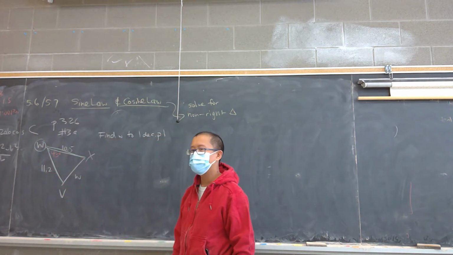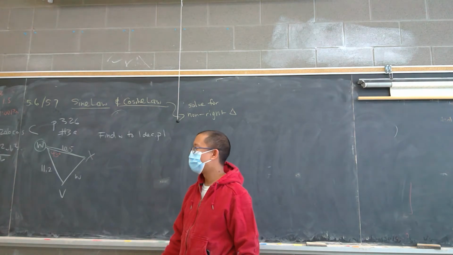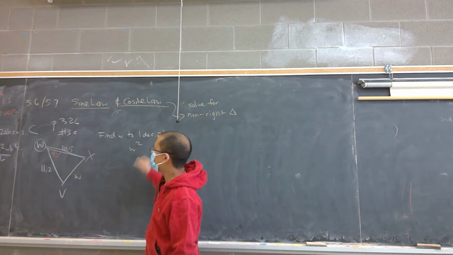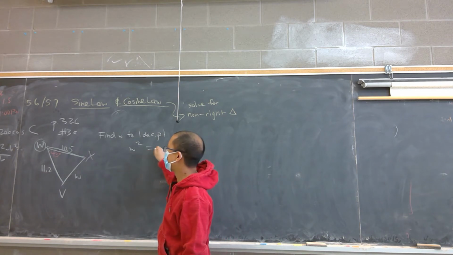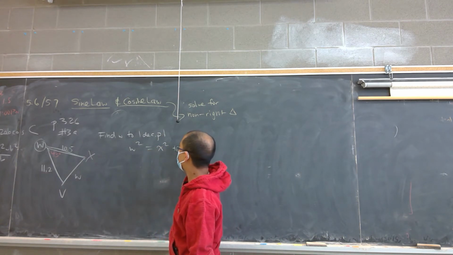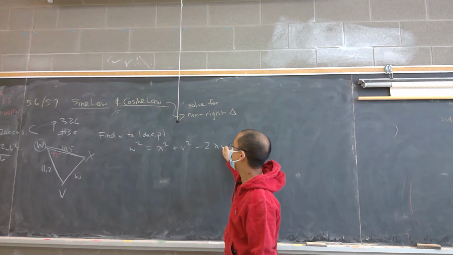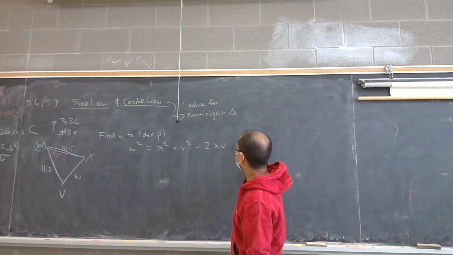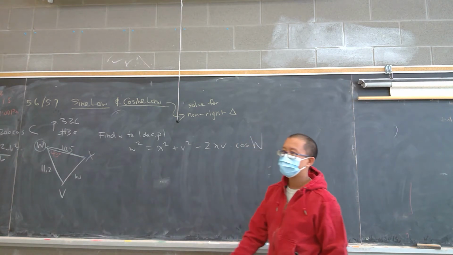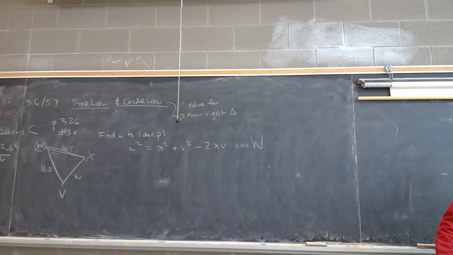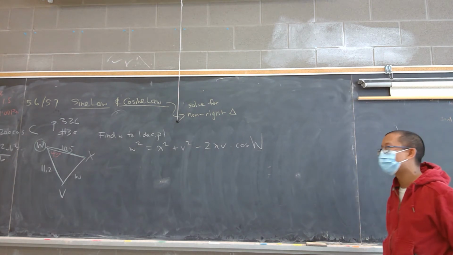So what is the formula? Hopefully a lot of you realize what I'm going to do: w squared is equal to x squared plus v squared minus 2xv times the cosine of angle w. And I'm not memorizing, I'm just naturally translating and decoding that formula from the cosine law.